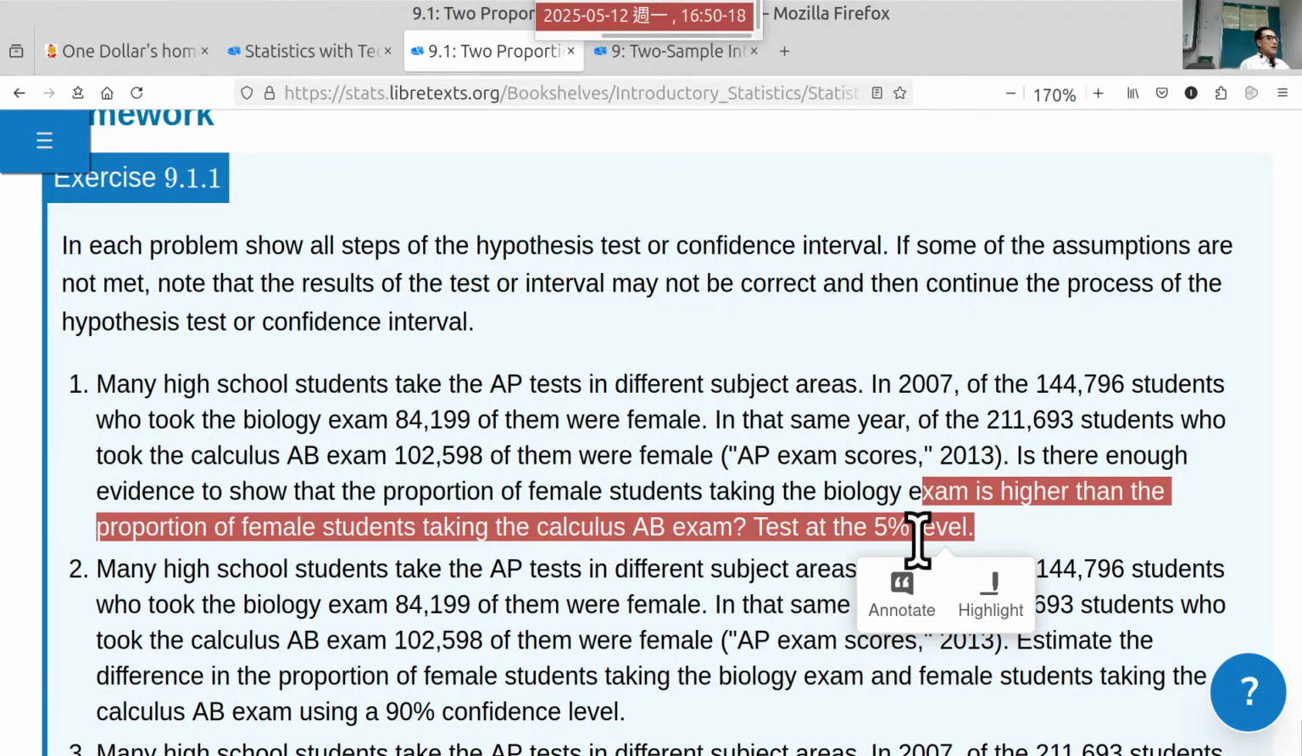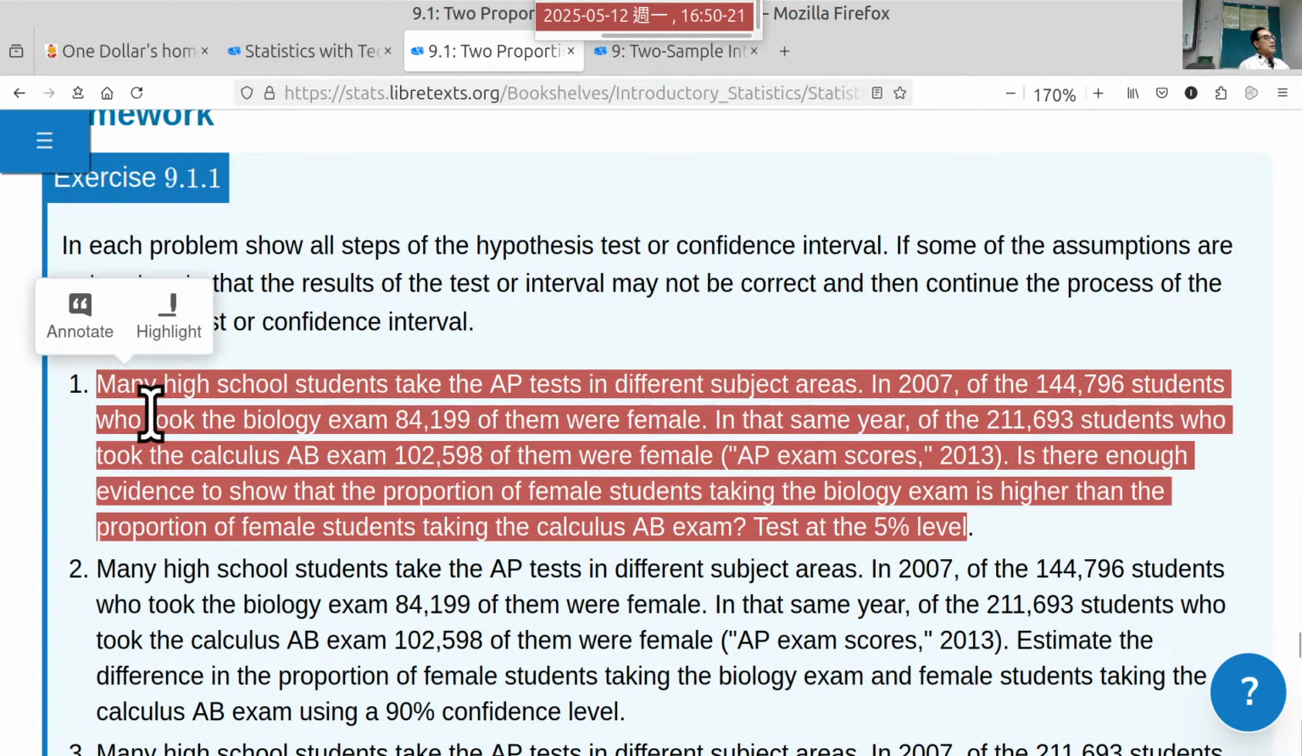Okay, let's start this one. You can refer to example number 1. Take 3 minutes, and I will tell you how to do this one. Okay, you can do this one. Let's start.